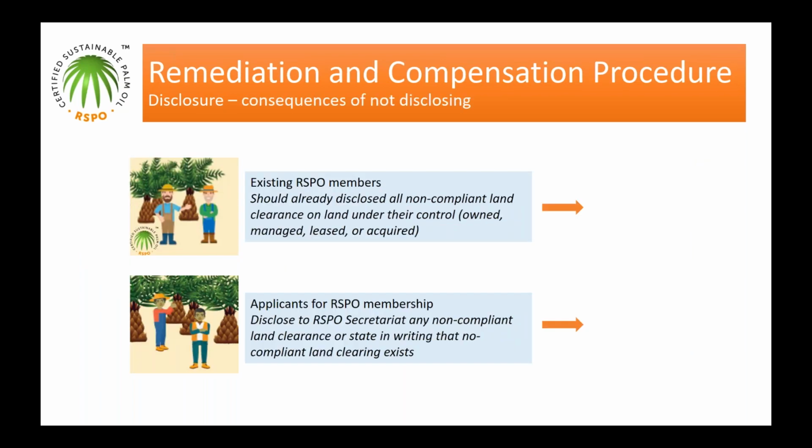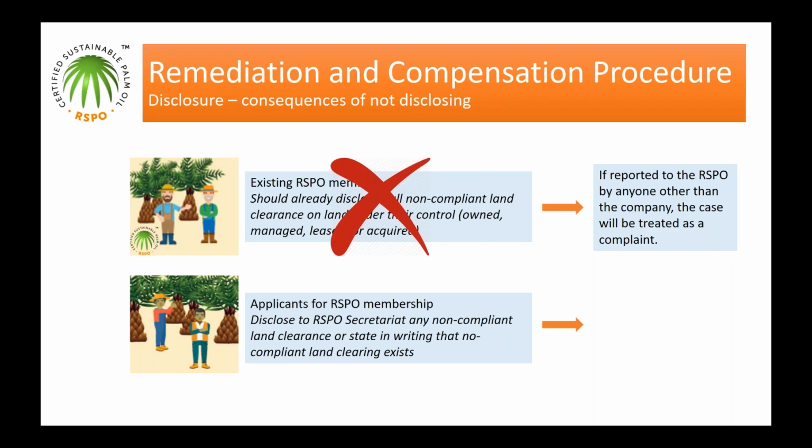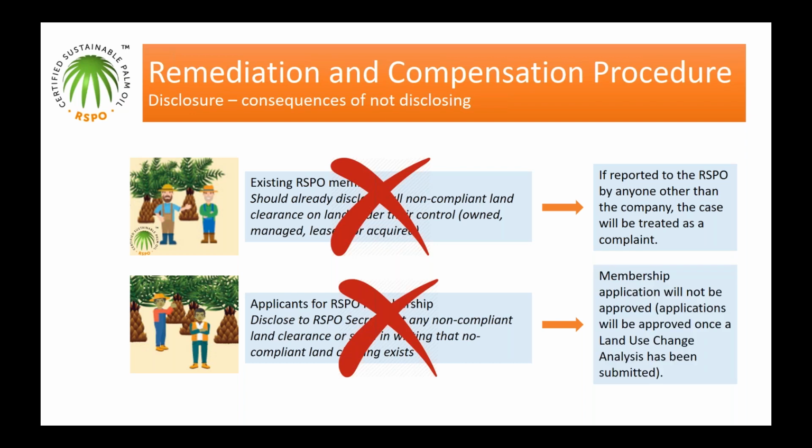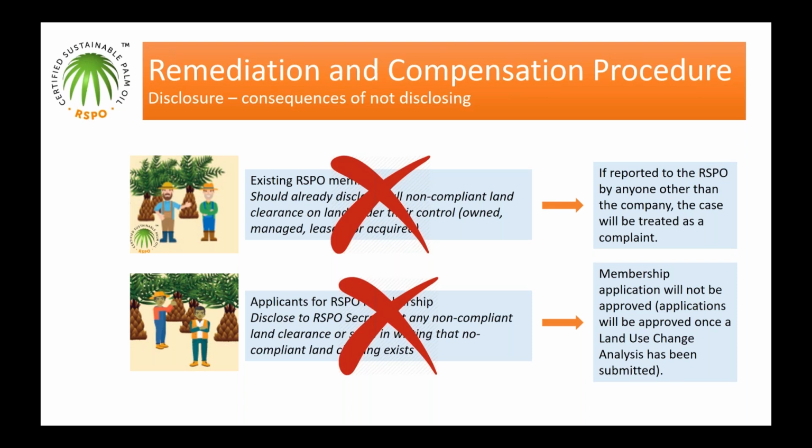So what happens if these two parties do not disclose the non-compliant land clearance to us? Existing RSPO members, if they don't disclose, and then later it is found by a third party, the case will be treated as a complaint case. It's no longer a compensation case. For applicants of RSPO membership, the membership application will not be approved unless the land use change analysis has been submitted and reviewed.